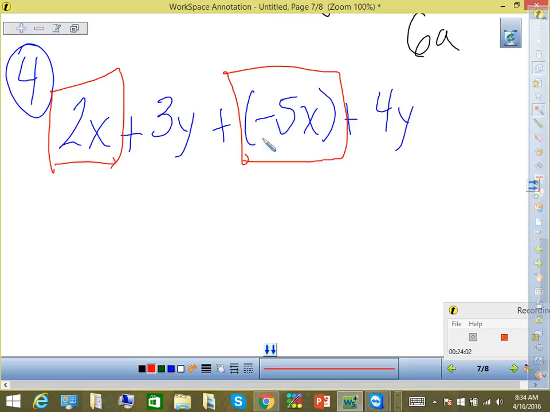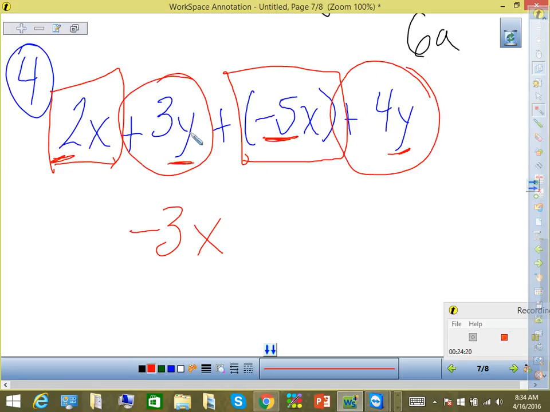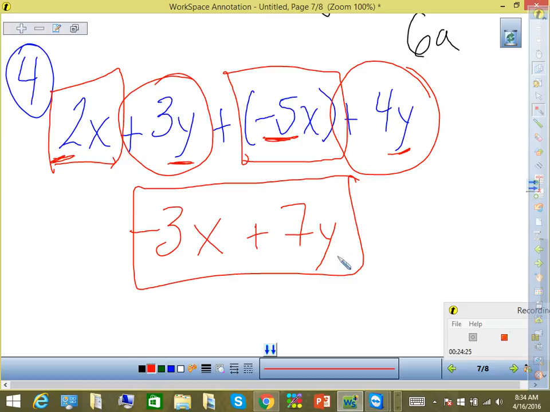What is the sign on this one? Negative 5. What is the sign on this coefficient? 2. What is 2 and negative 5? Negative 3x. Okay? We move on to the next one. Here's a y. Here's another y. Therefore, what is 4 plus 3? So this is plus 7y, and we're done. We cannot combine x's and y's. Therefore, we leave it as is. Let's do another one.